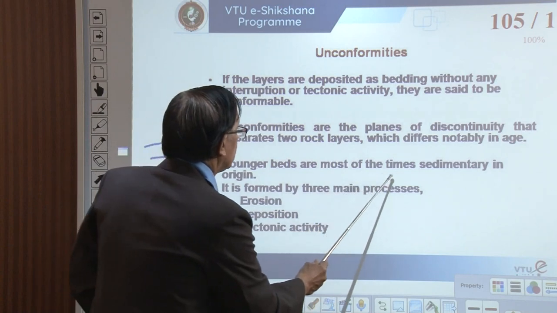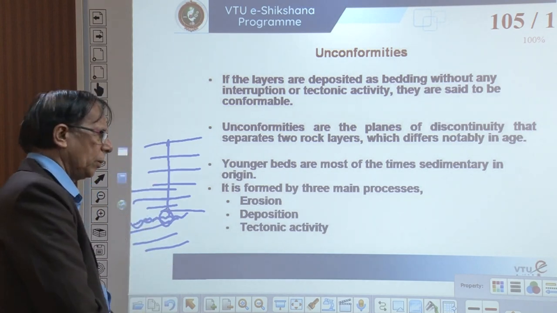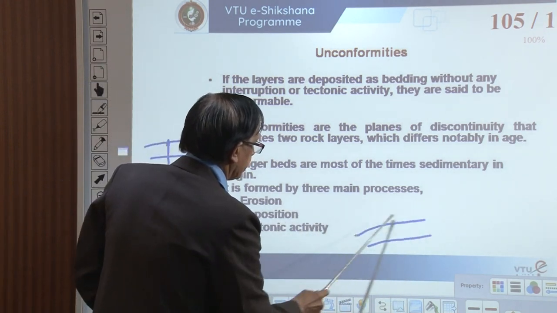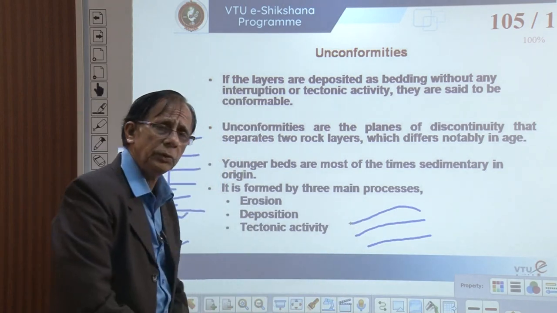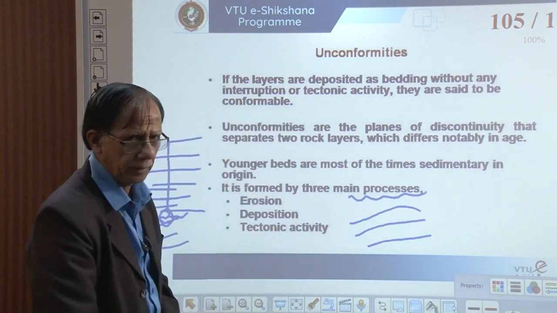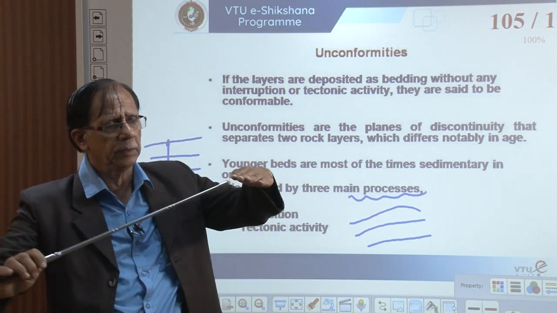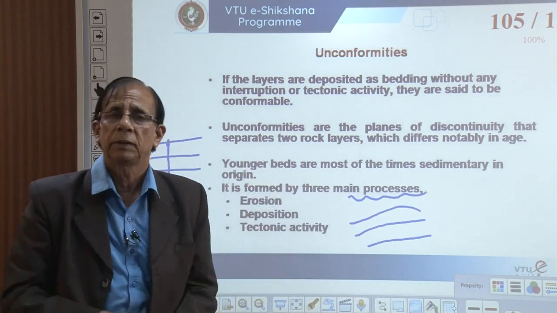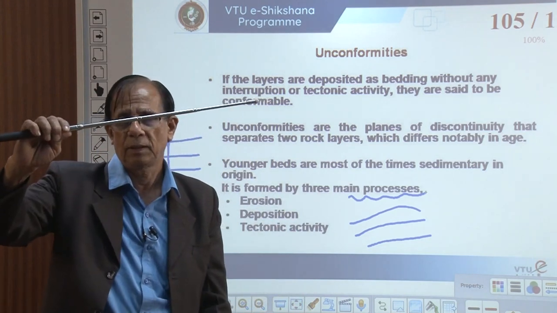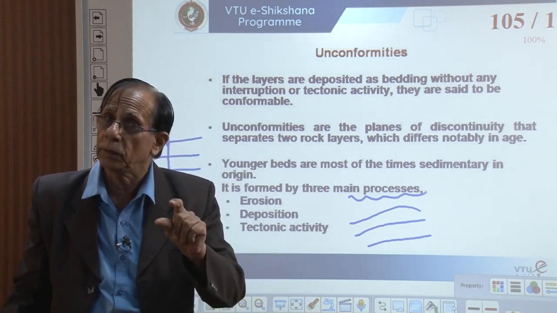Younger beds are most of the time sedimentary in origin. Older rocks may be metamorphic, sedimentary, igneous, all possible. How is this formed? There was a deposition. Where does the deposition take place? Below water. If it is under water, these layers are deposited. After some period, deposition is stopped. When does that happen? Either the deposited material reaches the sea level, and there cannot be further deposition. Deposition ceases. After some period, the sea bottom may collapse and sea level may rise. Then there is space for sedimentation, and there can be sedimentation. But in between, there was no deposition.